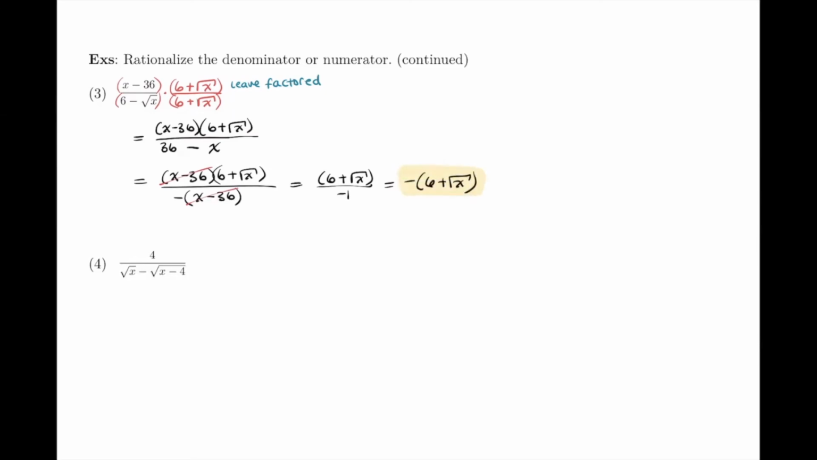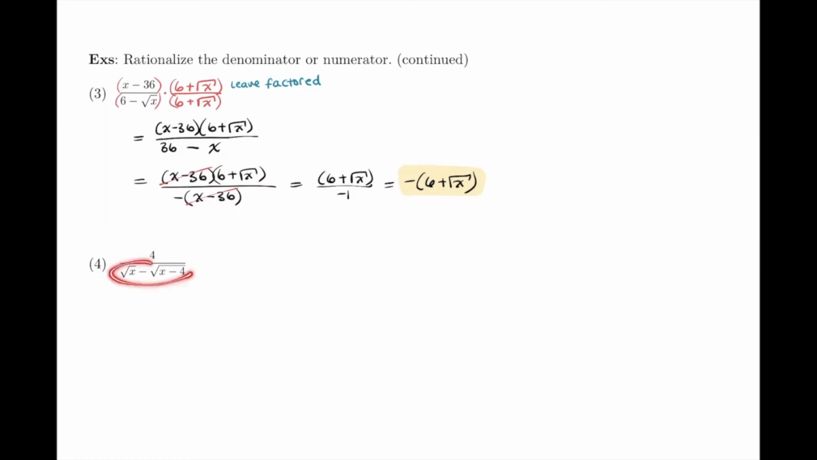In example 4, we have 4 divided by the square root of x minus the square root of x minus 4. Now here we have two roots. They both live in the denominator. So what we're going to do here is rationalize the denominator.